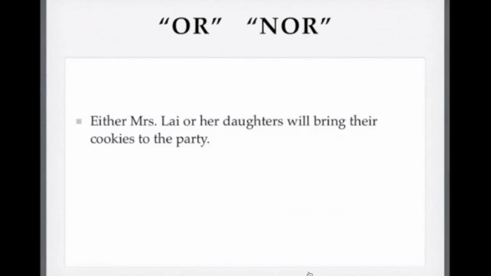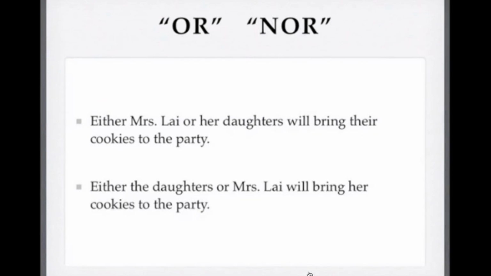Now, here's where it can get tricky. Either Mrs. Lai or her daughters will bring their cookies to the party. I first identify the verb, will bring. I focus in on the subject closest to the verb, daughters. So I make daughters fit with the pronoun, their. Daughters is plural, their is plural. It does not matter that Mrs. Lai is singular. It does not matter at all. I'm only going to focus on daughters.